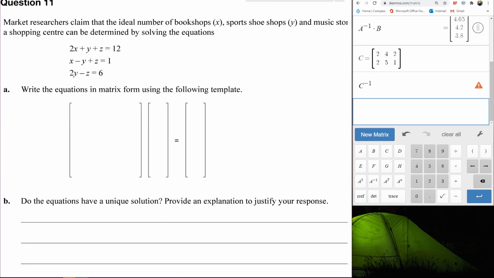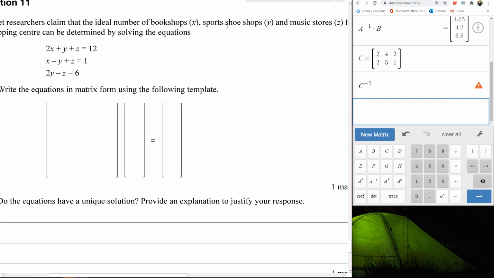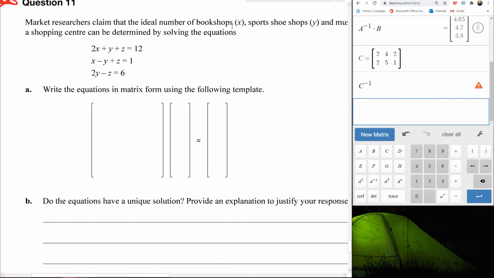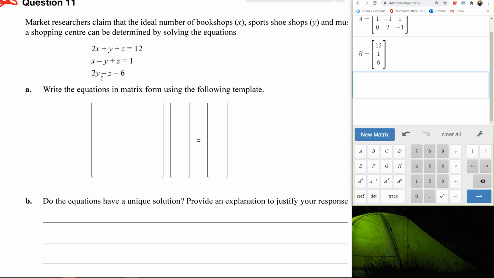Okay, last question here. Market researchers claim that the ideal number of bookshops, X, sports shops, Y, and music stores, Z, for a shopping center can be determined by the following equations. Now, I can see an equation where you can use the inverse. But when you get an equation like this, remember you need to split it up into the number matrix, the letter matrix, and the answer matrix. So let's split that up.